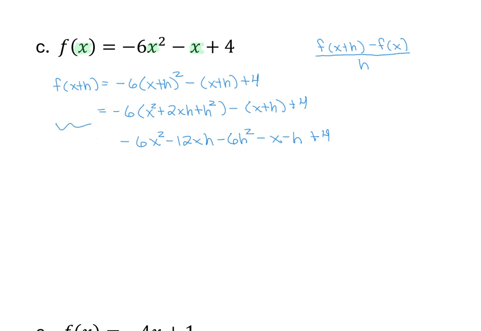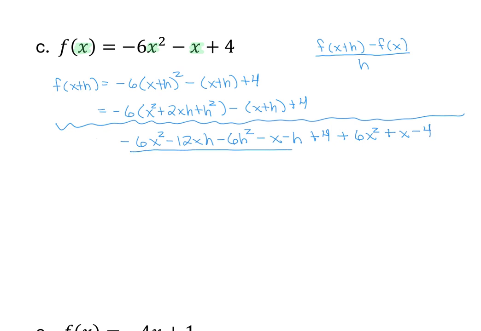and then I want to subtract my f of x. Remember we're subtracting, so we want to distribute the negative. We should get plus 6x squared. We distribute the negative to the second term, we get plus x. And we distribute the negative to the last term, we get minus 4. And we are going to put this all over h.